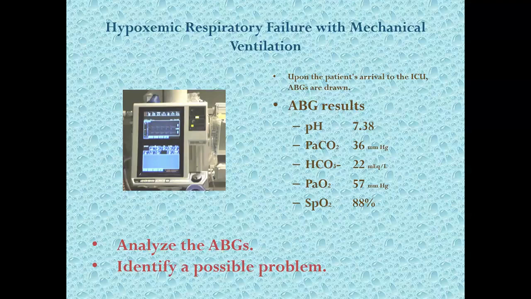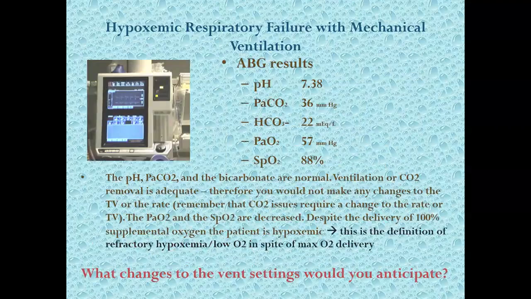And we see that the pH is 7.38, PCO2 36, bicarb 22, oxygen PaO2 is 57, and the O2 sat is 88%. So let's analyze the ABGs and let's identify a possible problem. So when we look at these ABGs, we see, yay, pH is good, PCO2 is good, and the bicarbonate's all good. So we know that the ventilator rate and depth, or the tidal volume, is okay because CO2 is being removed and the patient's bicarbonate's normal. Okay, so the kidneys are doing what they're supposed to be doing.